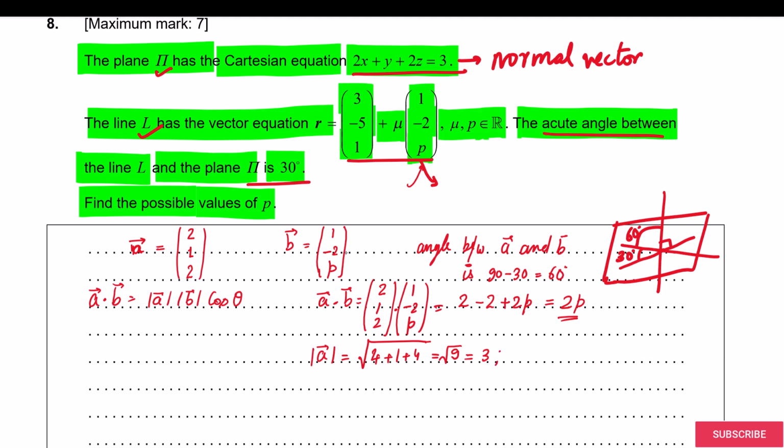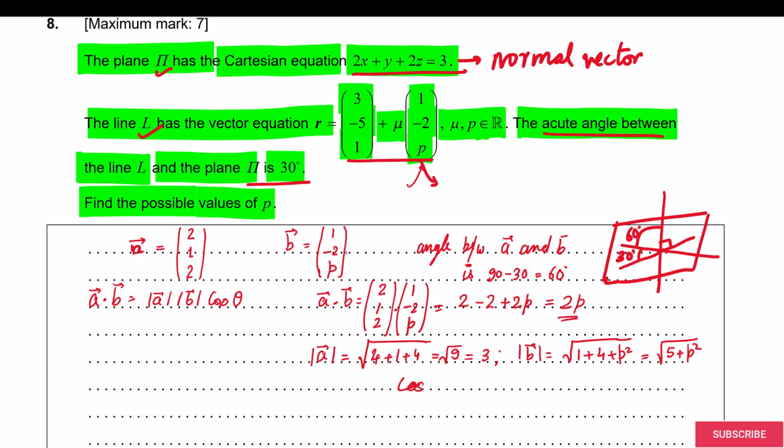And now for the b vector, the magnitude of vector b is going to be the square root of the first component, which is 1, so 1 plus negative 2 squared, which is 4, plus p squared. So this becomes the square root of 5 plus p squared. And of course, we include the cos theta too for the calculation.